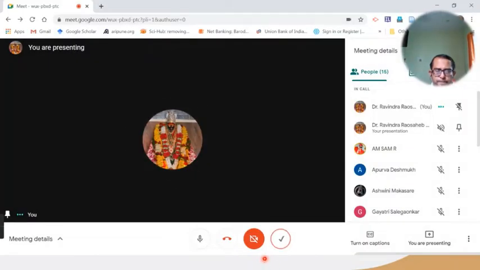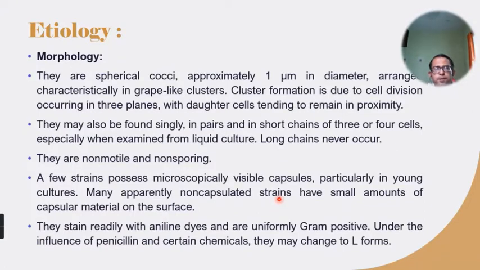Next, the bacteria Staphylococcus aureus is mostly involved in causing pyogenic lesions in wounds and post-operative infections. Now we have to see the etiology of this disease caused by Staphylococcus aureus. Firstly, the morphology of this bacteria.